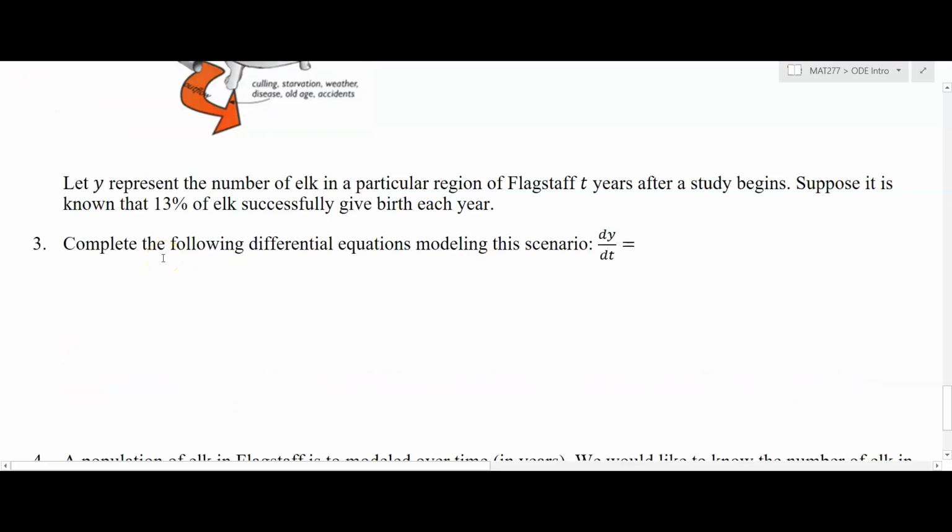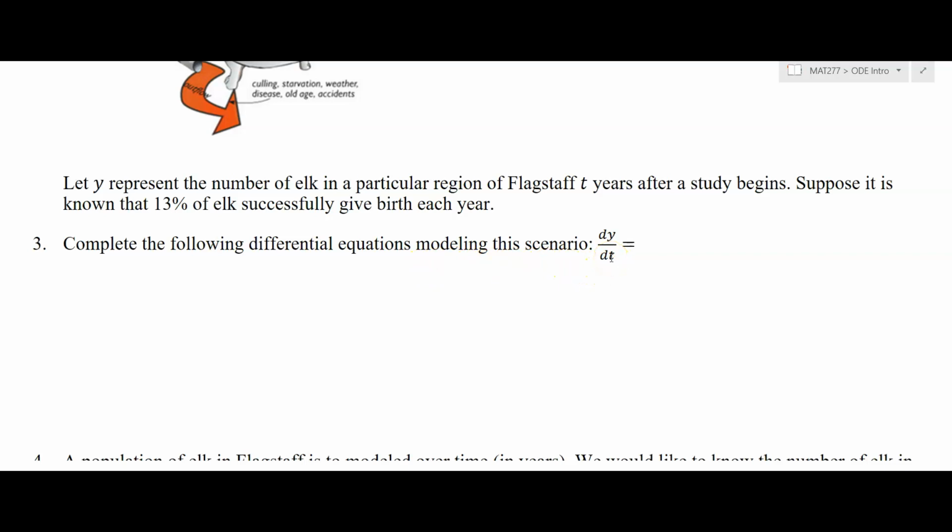Take a look at a couple more examples here of modeling. Let's say that we let y represent the number of elk in a particular region of Flagstaff t years after a study begins. So our variables are defined for us. Suppose it is known that 13% of elk successfully give birth each year. Complete the following differential equation modeling this scenario.